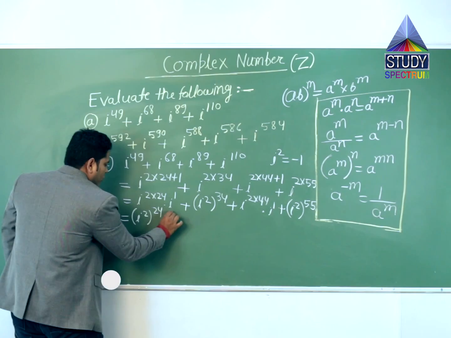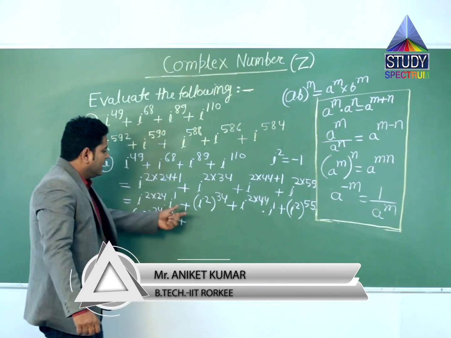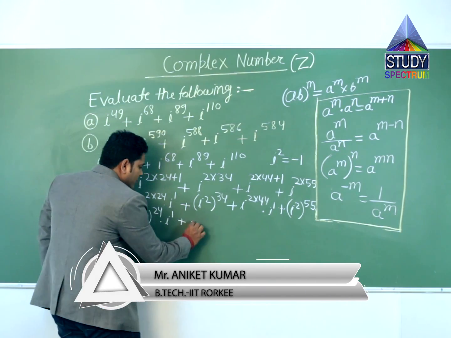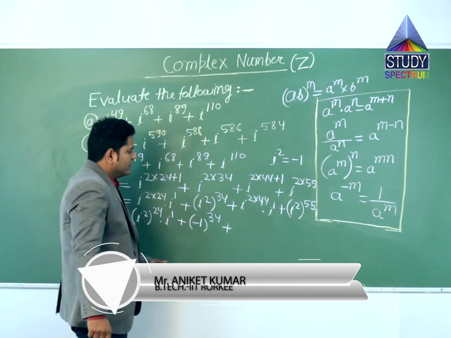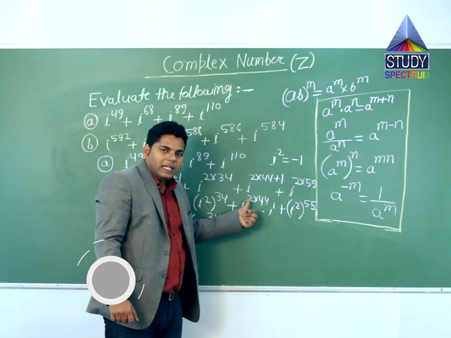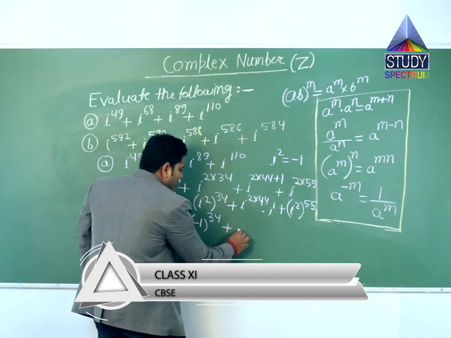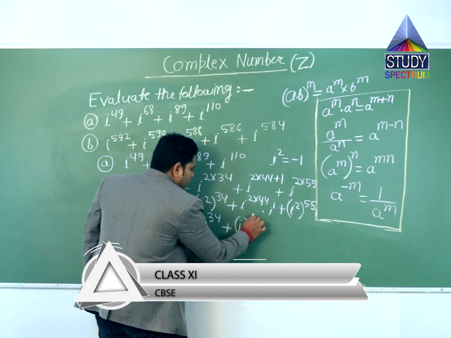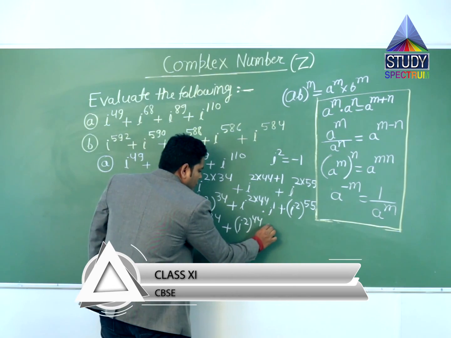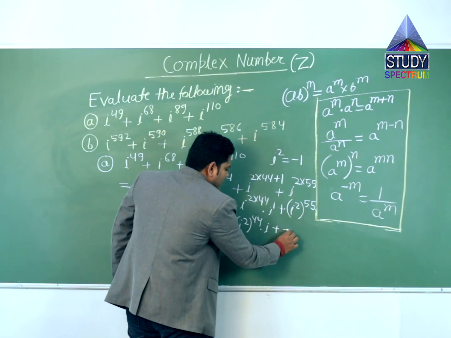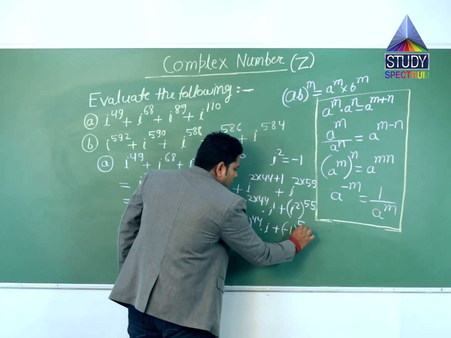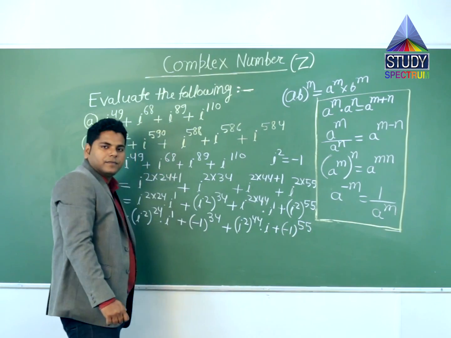And this is i to the power 1, and i square is minus 1, so minus 1 to the power 34 plus, this is in the form of a to the power mn, so it can be written as i square power 44 into i power 1. So i power 1 is i, plus i square is minus 1, so minus 1 to the power 55.